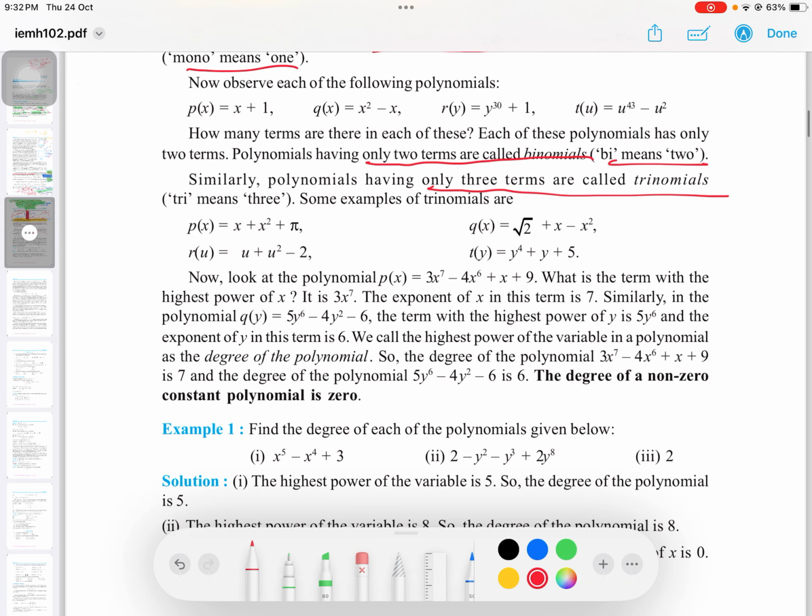Now let's look at this polynomial. So it has power 7 and 6. Note that it's a very large number. Obviously, it should be a very large number if x is a natural number. What is the term with the highest power of x?